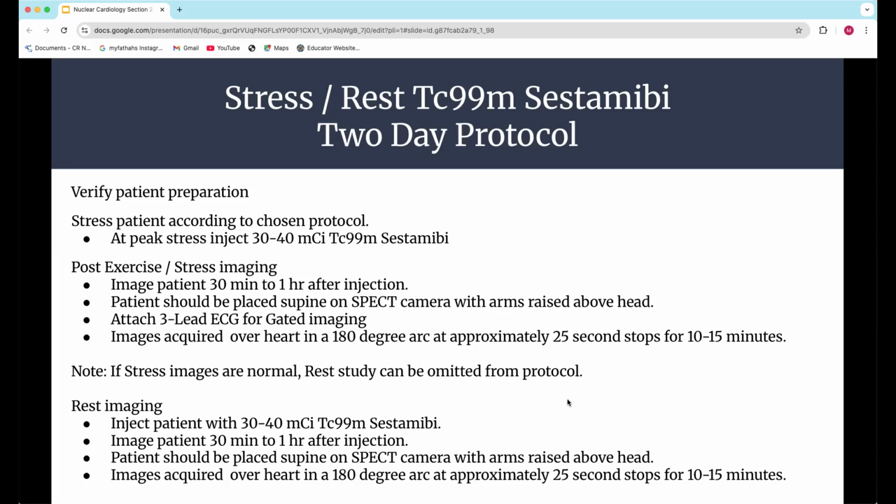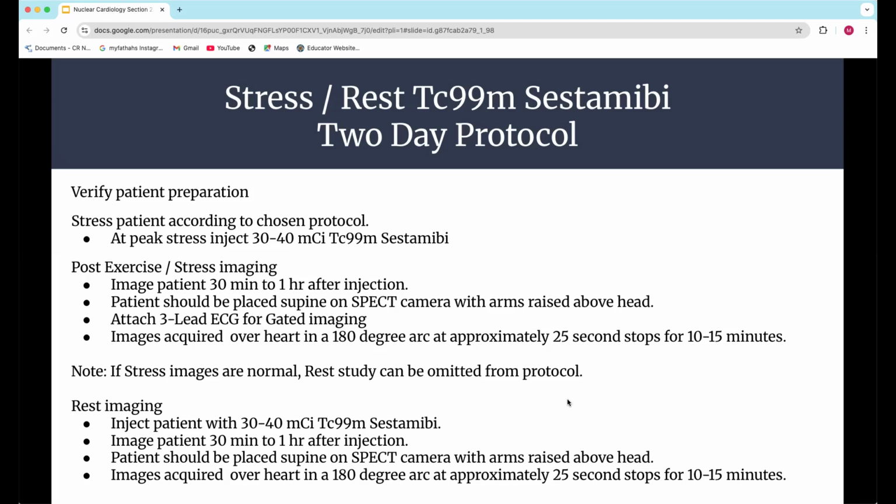So for this one, you're going to verify patient preparation, make sure everything looks good there. Then you would do the stress first, okay? So you're going to stress the patient according to whatever protocol. And then at peak stress, you usually would inject about 30 to 40 millicuries of tech, okay? 30 to 40 millicuries is about the ideal dose to get enough counts and to have a really good image that has pretty good resolution.